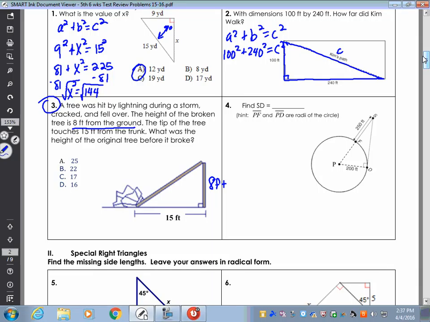What was the height of the original tree? So the height of the original tree is what we're trying to find. I can use, again, Pythagorean Theorem to find the hypotenuse, which is c, and then add to get to the height of my original. I want you to try to do this one. I'm not going to set this one up for you.